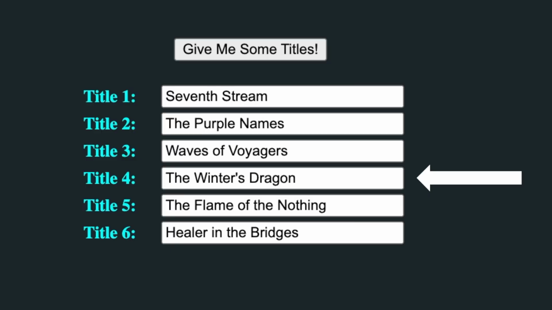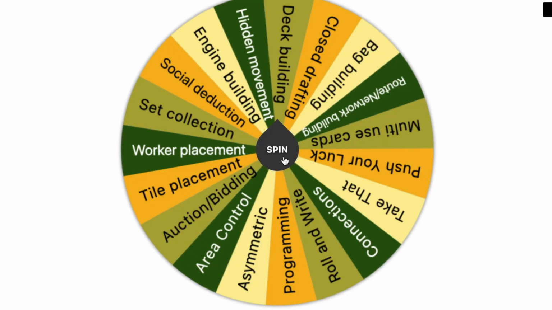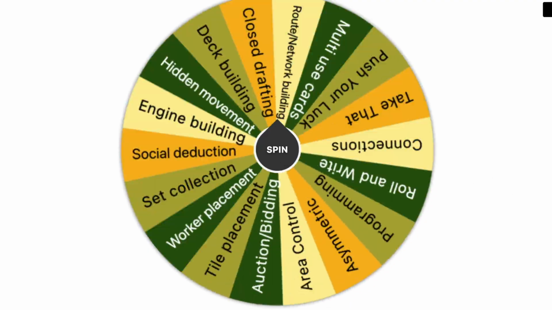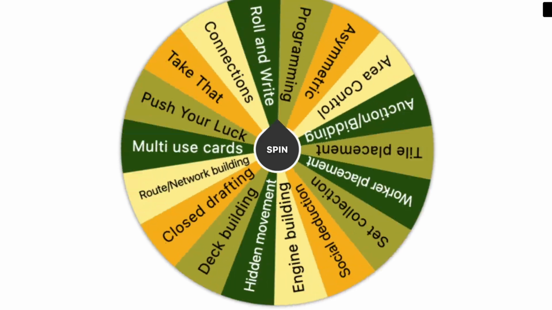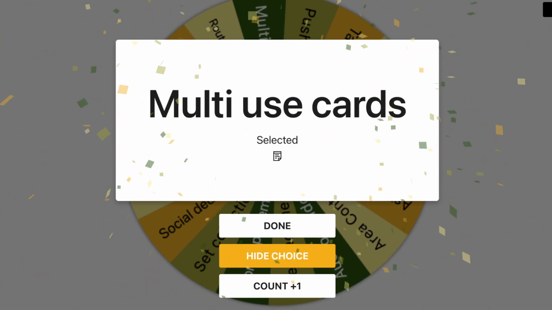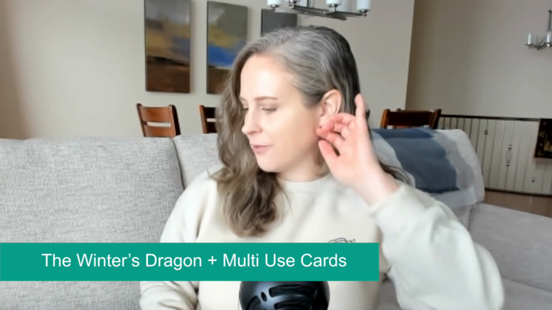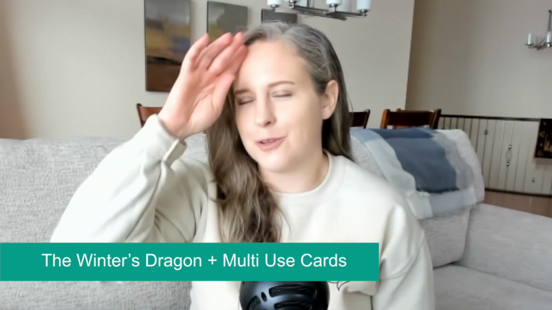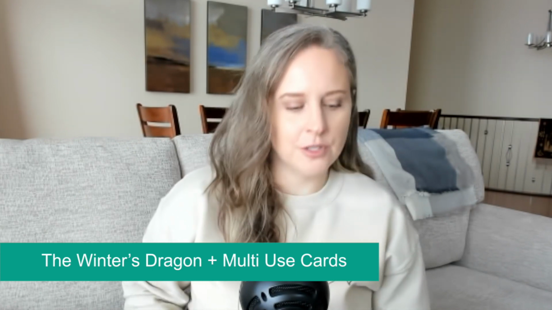Let's get another title. Rolling the die. It's a 4. The Winter's Dragon. Ooh, I'm excited about this one. Let's get our mechanic. Cool. I don't think I've spun multi-use cards before, so I'm excited about this. Winter's Dragon, multi-use cards. Here we go.